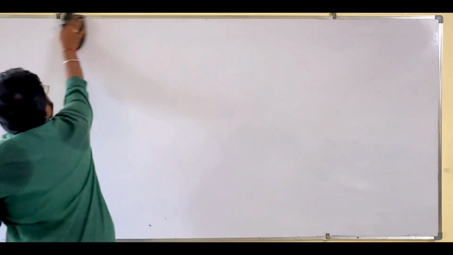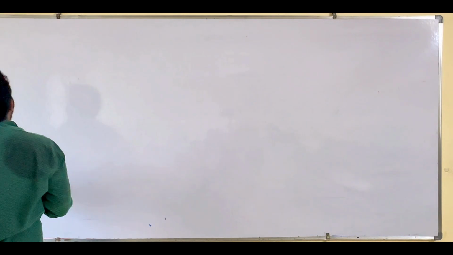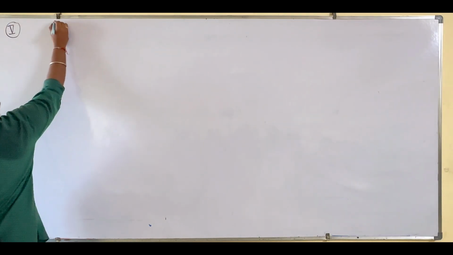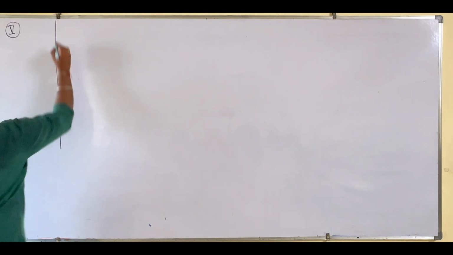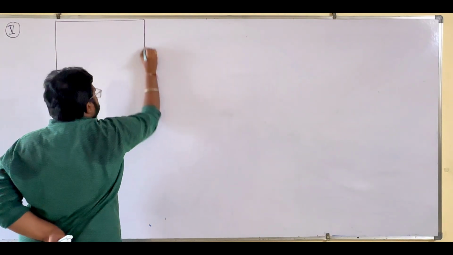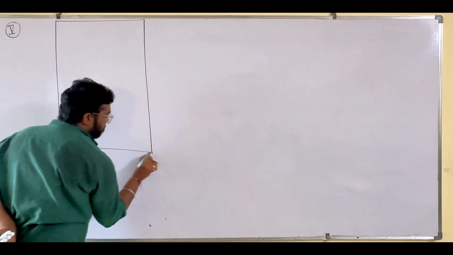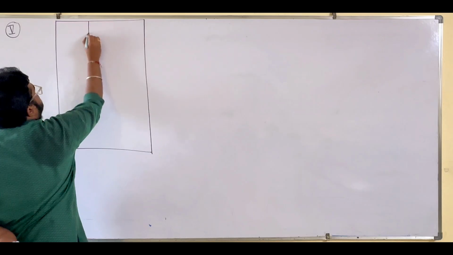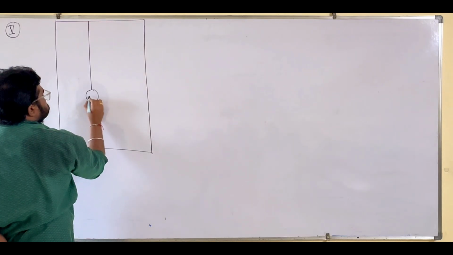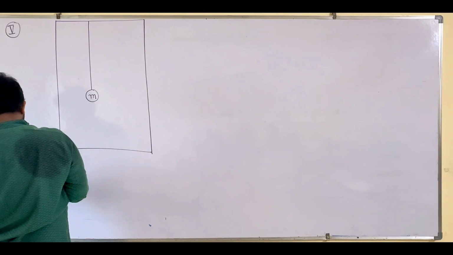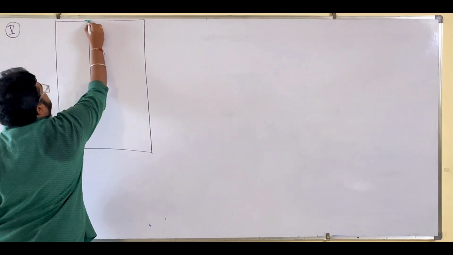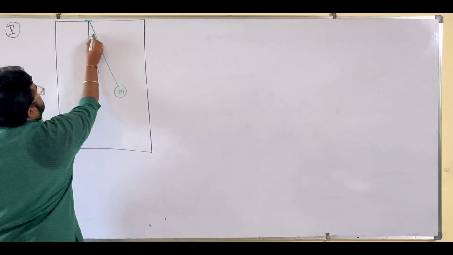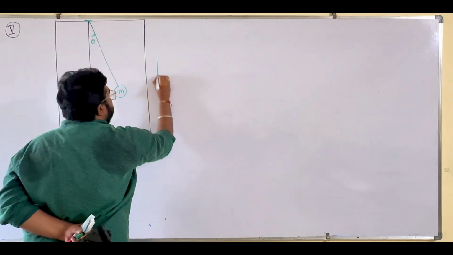Apparent weight calculations in the lift. Case 5. So take the lift. This is the lift, from here to here. The lift is moving upward. This is the mass M, and theta.